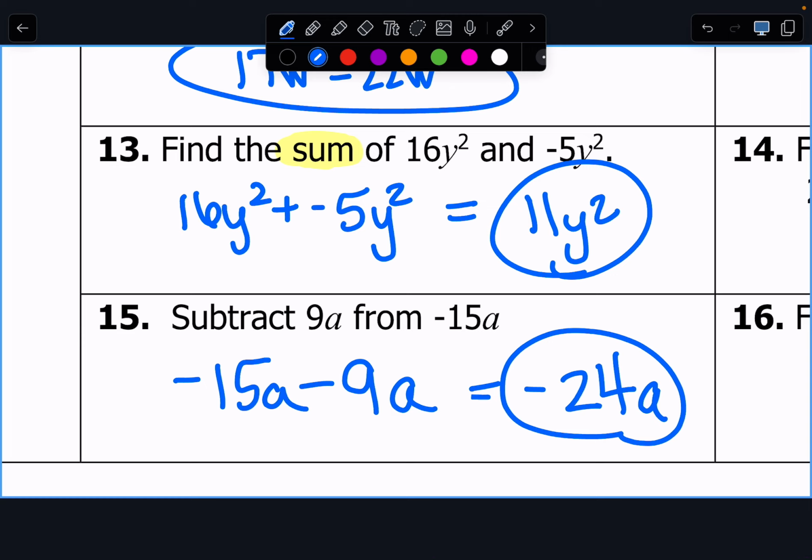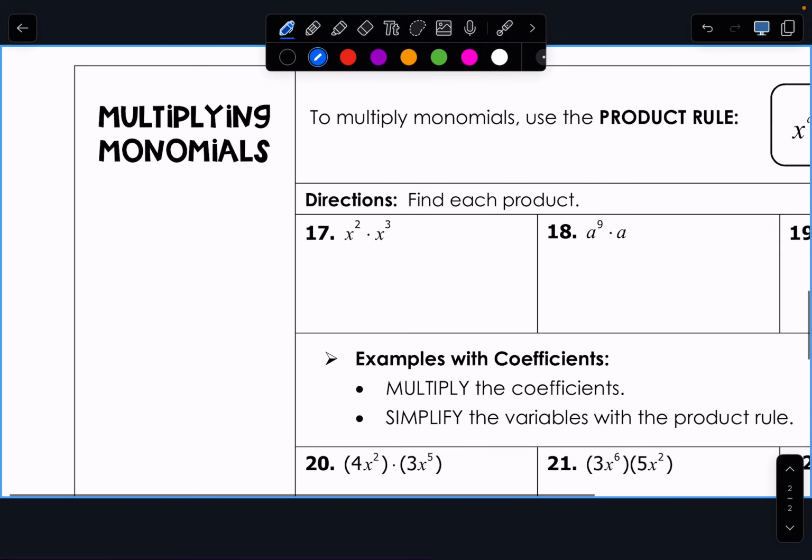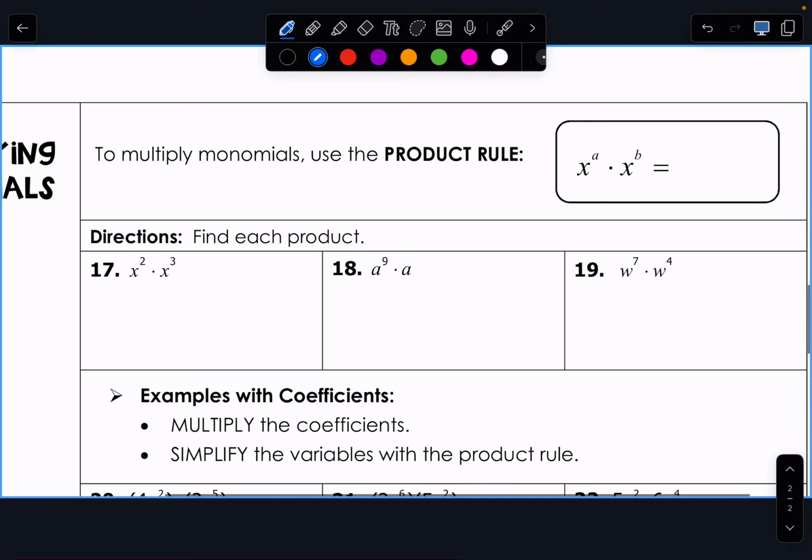I feel like that's a little bit of a review for most of you from Advanced Math 7. No, not for me. I said most of you. A little bit? Okay. If we have like terms, we can add and subtract them.